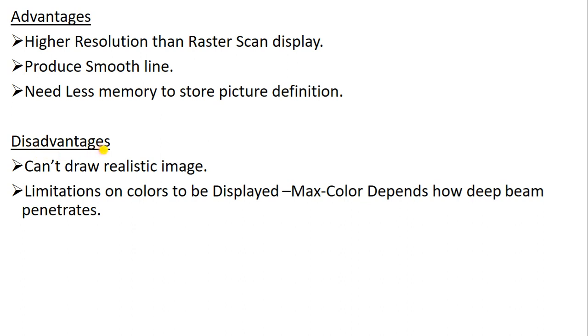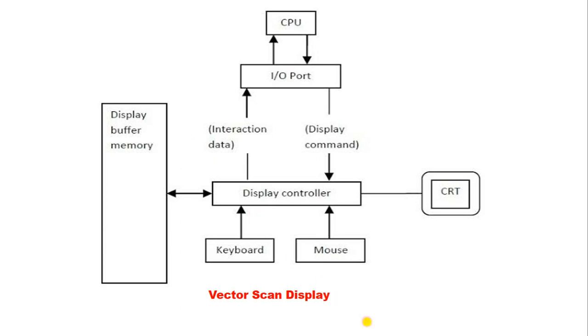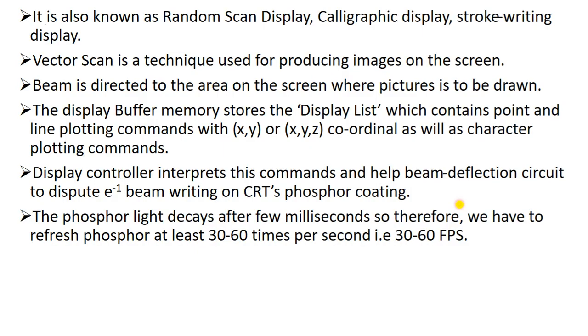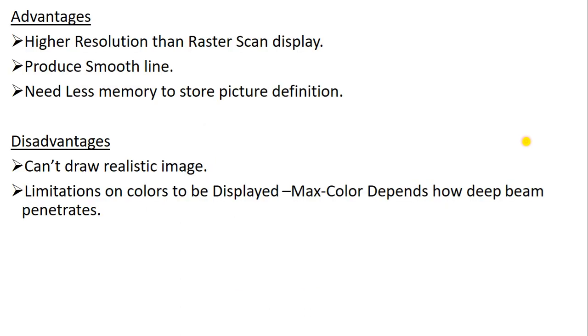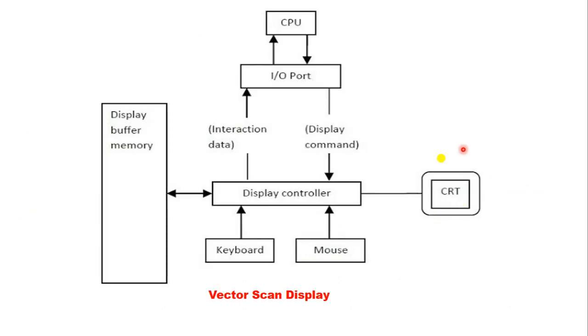So let's talk about disadvantages. It can't draw realistic images. Vector scan display can't draw images on the CRT screen. It can only draw lines, points, and characters, or alphabets, something like this, not more than this. And it has a limitation on the colors displayed. Only a few colors, three or four, can be displayed on the CRT or phosphorus screen.